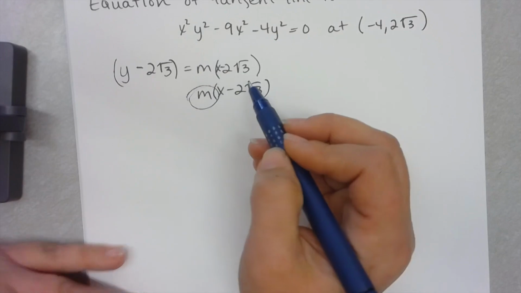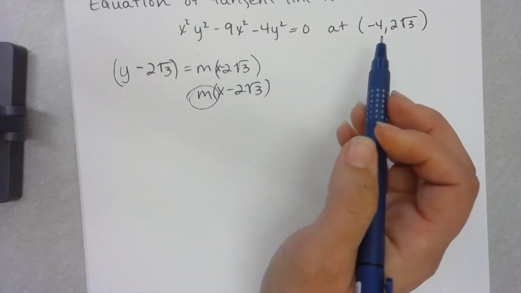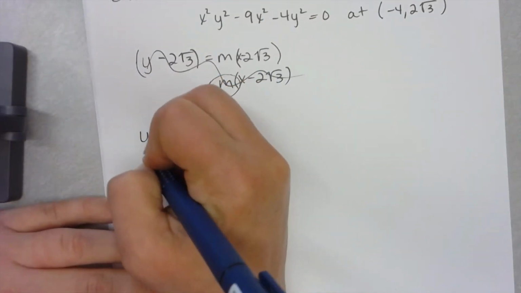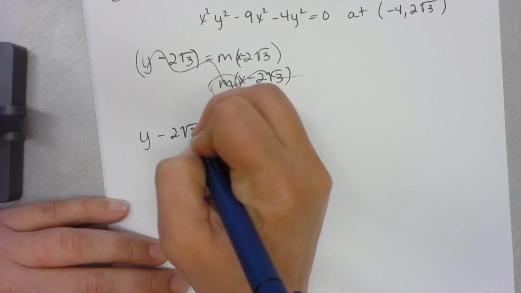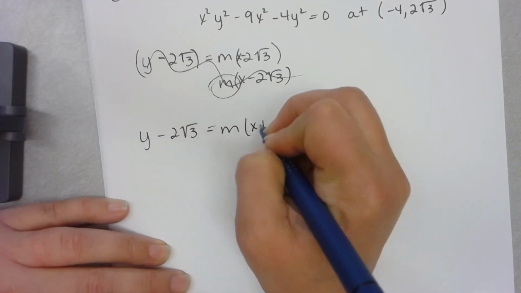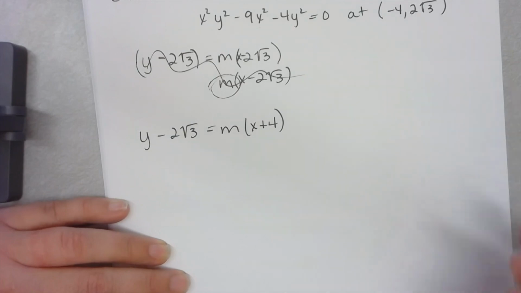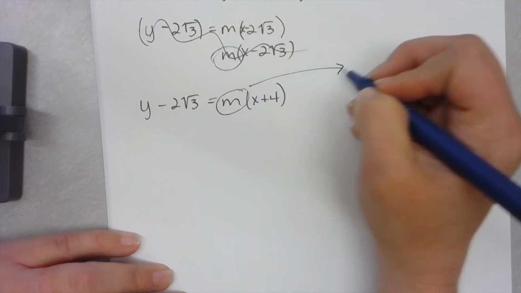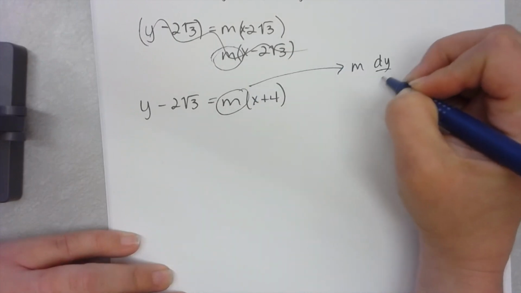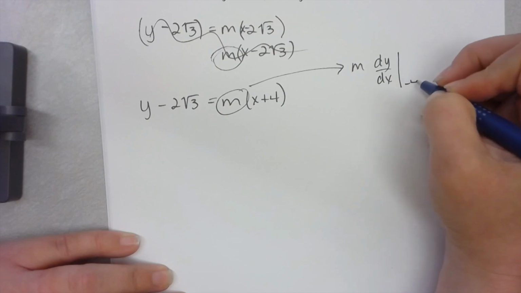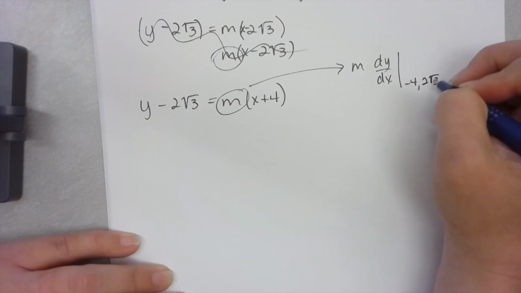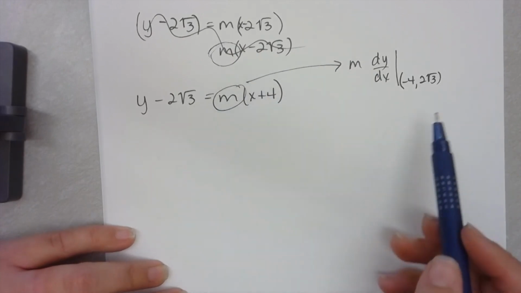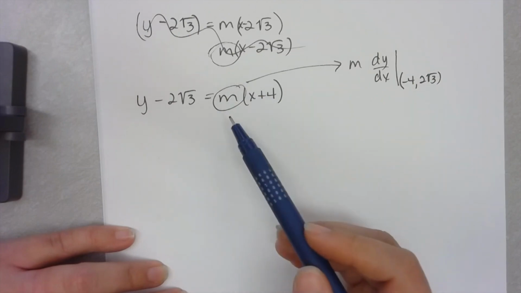So this is just your point-slope form. I'm dropping the point into each piece. Okay, so I end up with y minus 2 radical 3 equals m times, how about x plus 4 instead, right? That's my x coordinate. So I need to find m, and m is dy/dx at the point (-4, 2 radical 3). I'm just using the same notation as before. It's the derivative evaluated at that point. That's always the slope of my tangent line.